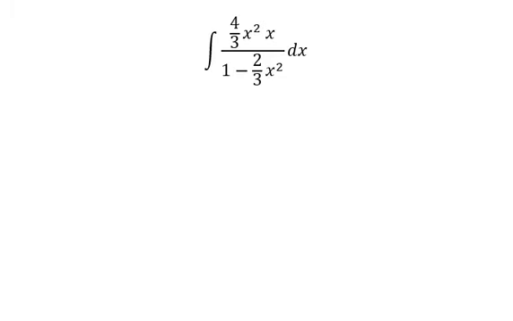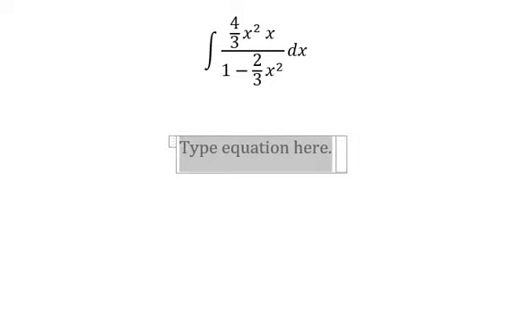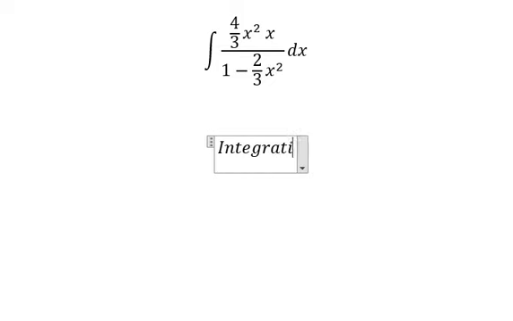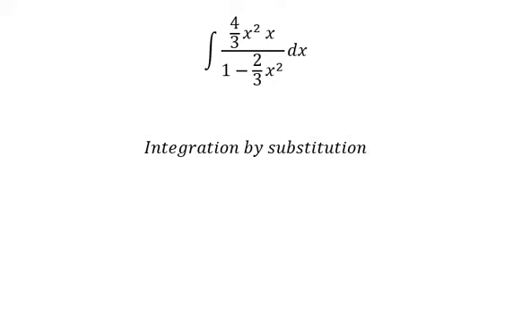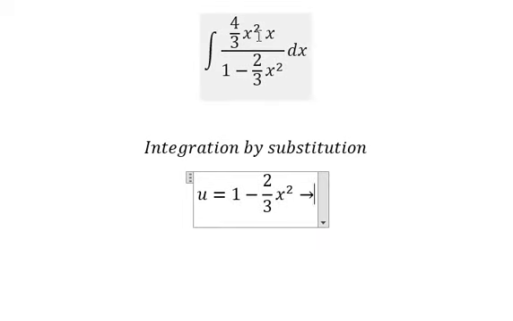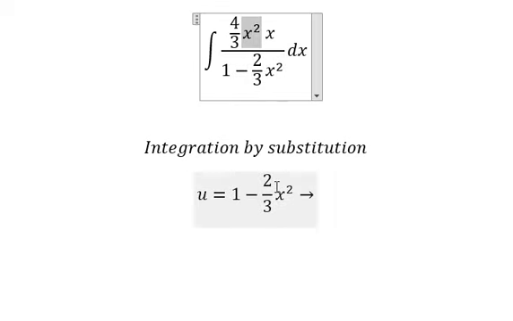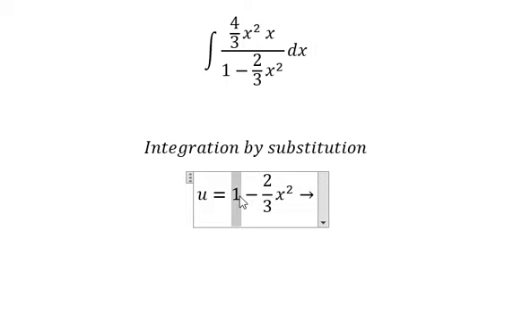Next, we need to use integration by substitution. So I will put u equals to this one. So we have s squared in here. That means I will put number 1 go to the left and we divide both sides by negative number 2 over 3.